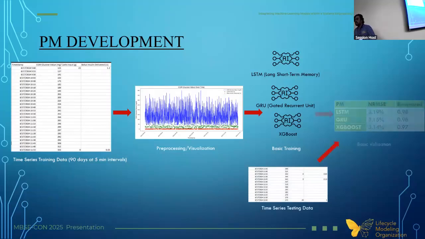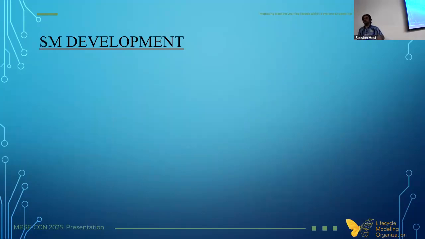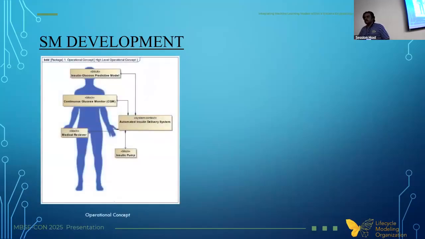I took some testing data and ran some basic validation just to say I followed the methodologies to a T. Even based on basic training, the values I got were pretty good. The root mean squared error was between 3.15 and 3.20 for each of them, and the R squared value was between 0.97 and 0.98. Once these predictive models were developed, I uploaded them to a server, and there they stayed until I went towards creating my system model.